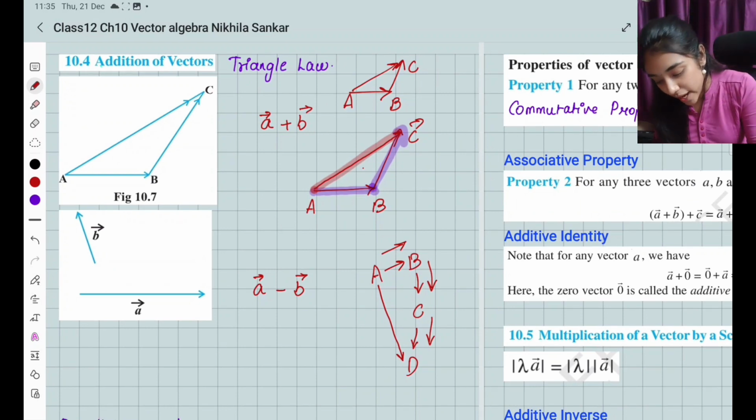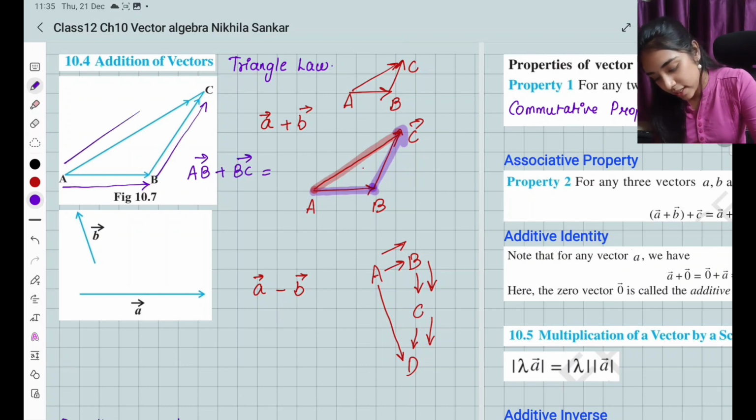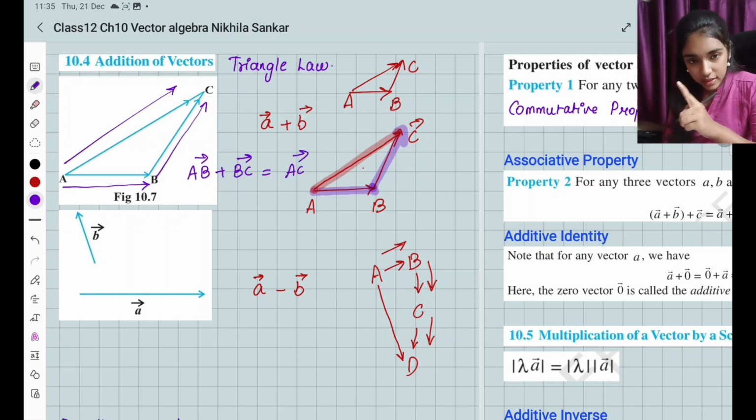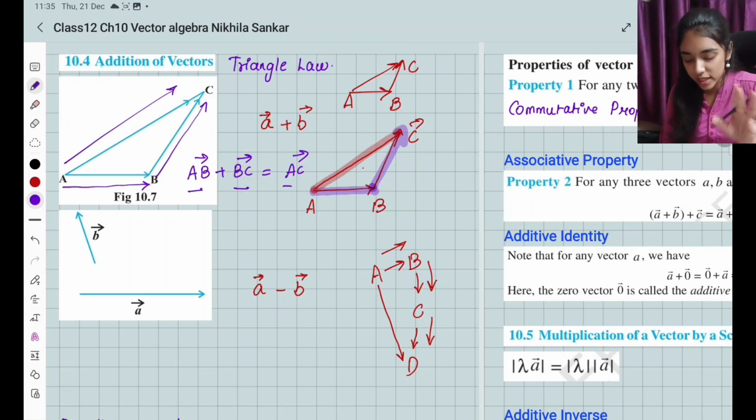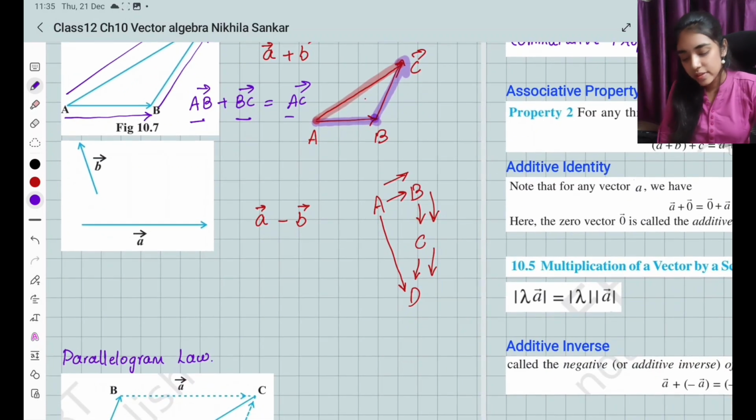And how are you going to add two vectors? This is also very, very important. So, இங்கேந்து A to B. So, you have AB vector, then B to C. So, when I add BC vector, I'm going to get A to C. Okay, in the sequence வந்து ரொம்ப important. AB plus BC gives me AC. Okay, இதை ஞாபகம் வச்சுக்கோங்க.